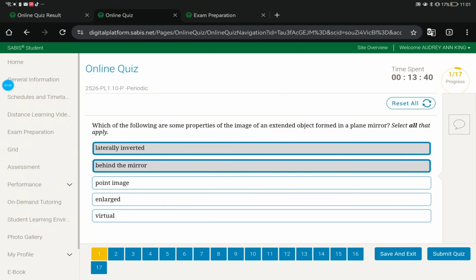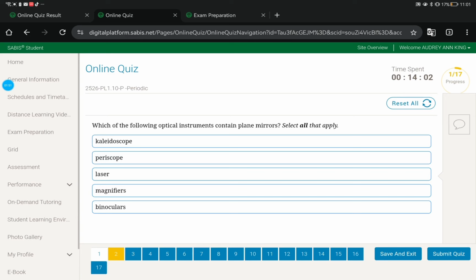Enlarged. No, your reflection is literally reflecting you. It's the exact same as you. So this is also incorrect. Virtual. This is correct because your reflection is called a virtual image. That's just what it's called.